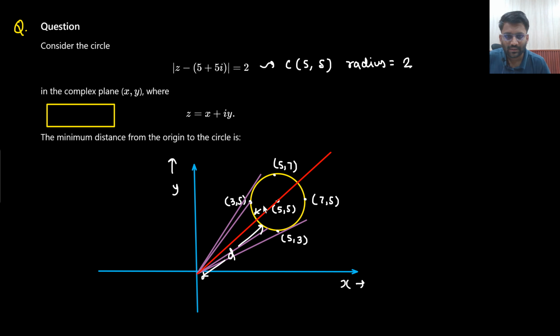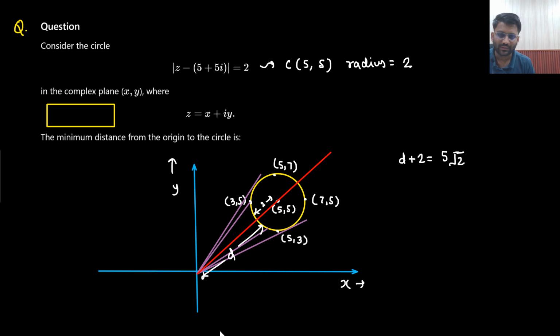What is this distance? The radius is 2, right? So D plus 2 equals 5 under root 2. Sorry, earlier I said 5 under root 5, but it is D plus 2 equals 5 under root 2. Why is it 5 under root 2? Can anyone tell? Let's do one thing.